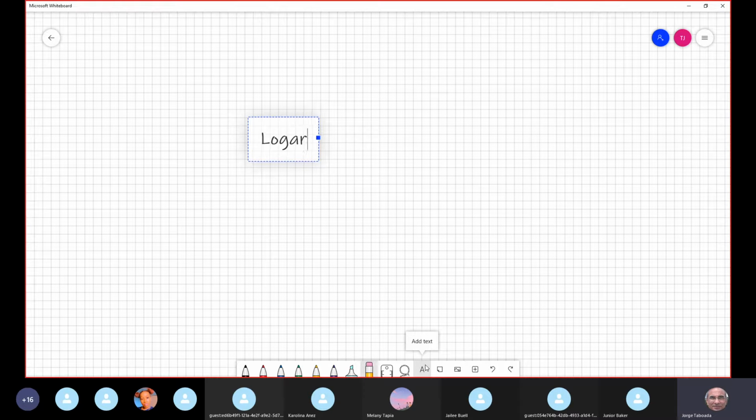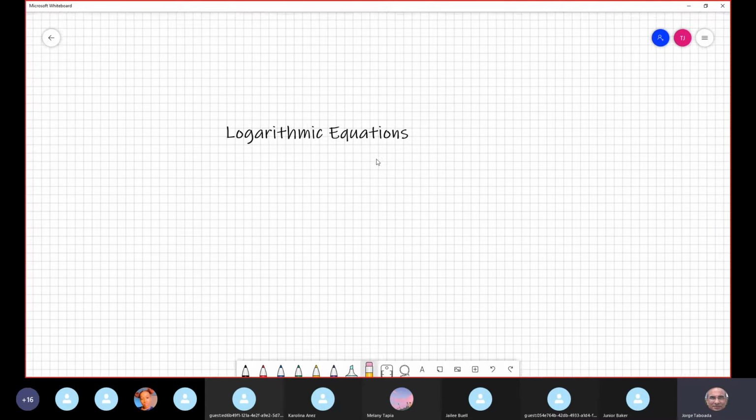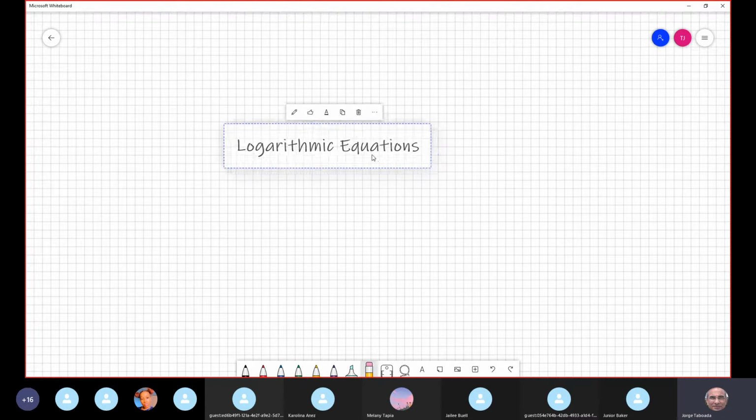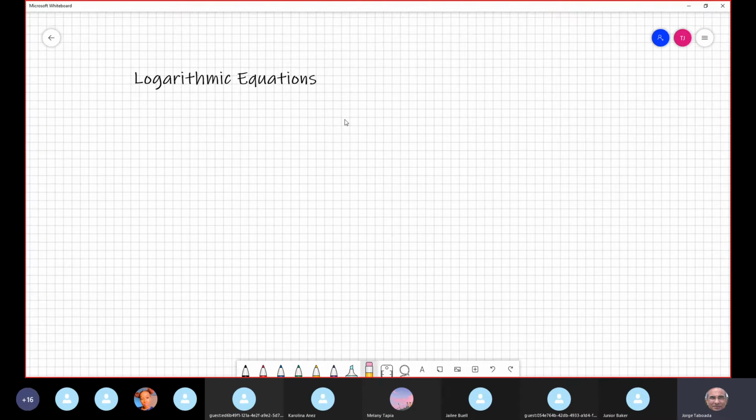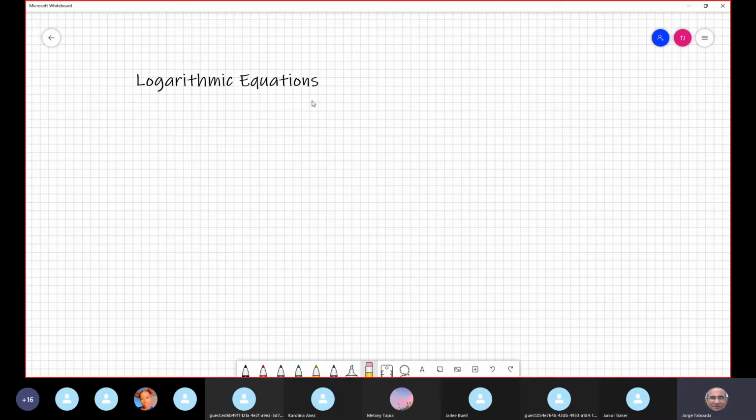Logarithmic equation. Okay. This is similar, but a little bit more complicated, because the exponential equation is nice. What is the reason that the exponential equation is nice?